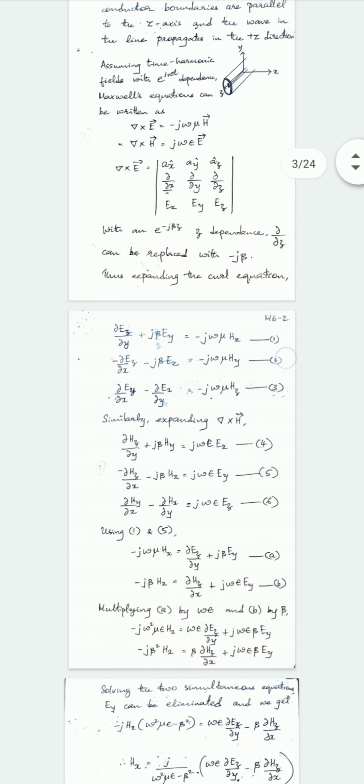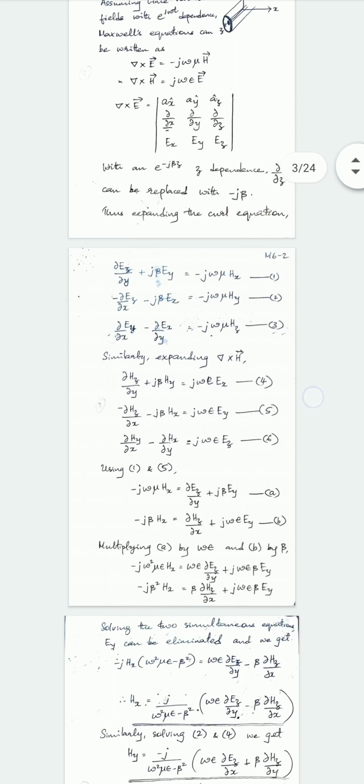Similarly, we can expand del cross H is equal to j omega epsilon E. That also gives three equations by equating ax cap, ay cap and az cap. We can write dou by dou y of Hz plus j beta Hy is equal to j omega epsilon Ex, minus dou by dou x of Hz minus j beta Hx is equal to j omega epsilon Ey, and dou by dou x of Hy minus dou by dou y of Hx is equal to j omega epsilon Ez.